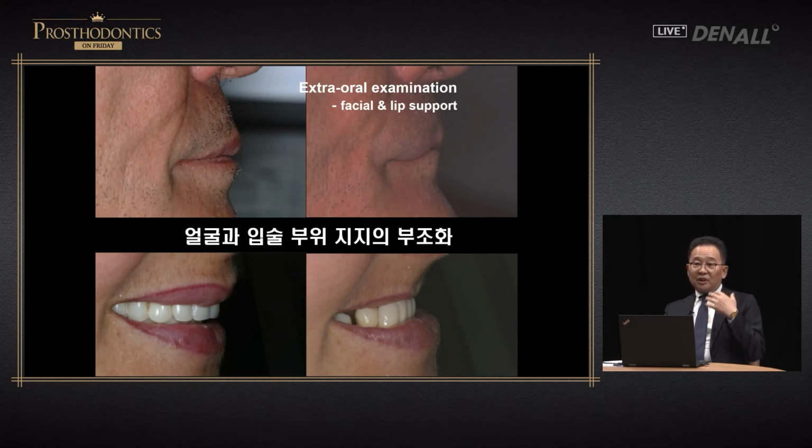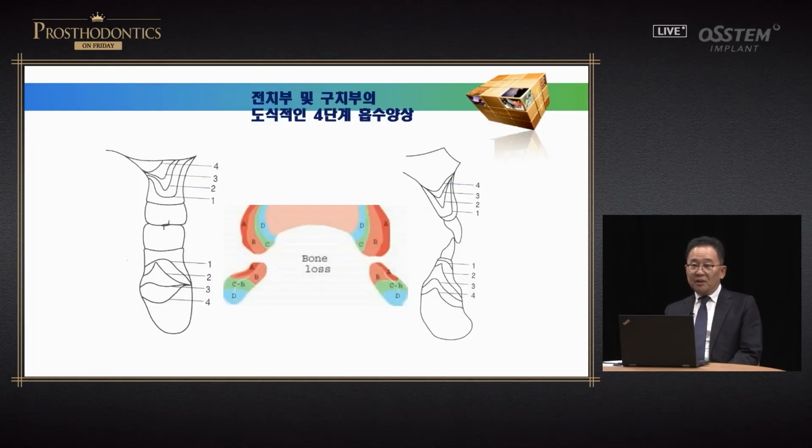The imbalance with the facial and lip support, as we all know, with lack of lip support and facial support, the lip becomes very flat, especially in the philtrum area. The bone in the upper tends to be resorbed, and in the case of lower, it widens. Because of bone resorption in the upper and lower, inevitably in edentulous patients, a jaw size discrepancy occurs.